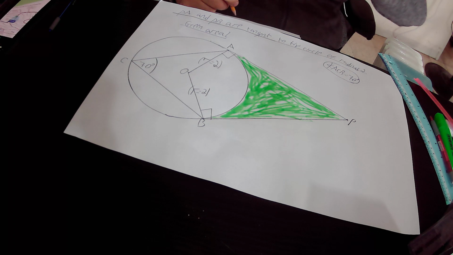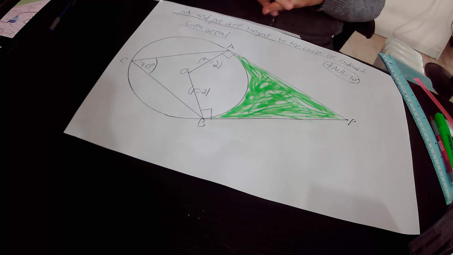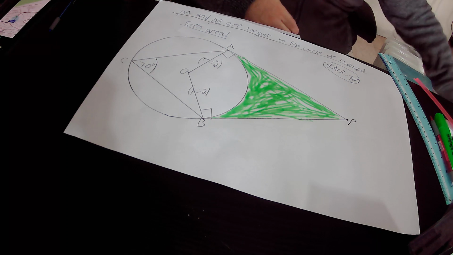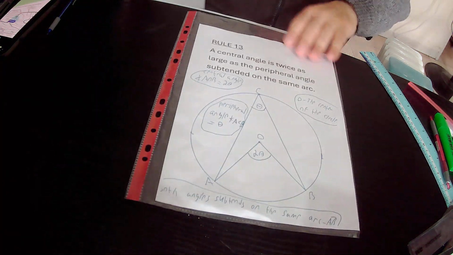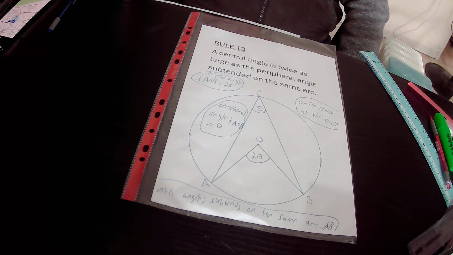In the next step, I will present a new rule, and we will implement it in our drawing. The new rule is rule 13. According to rule 13, a central angle is twice as large as the peripheral angle subtended on the same arc. Let me repeat rule 13: a central angle is twice as large as the peripheral angle subtended on the same arc.